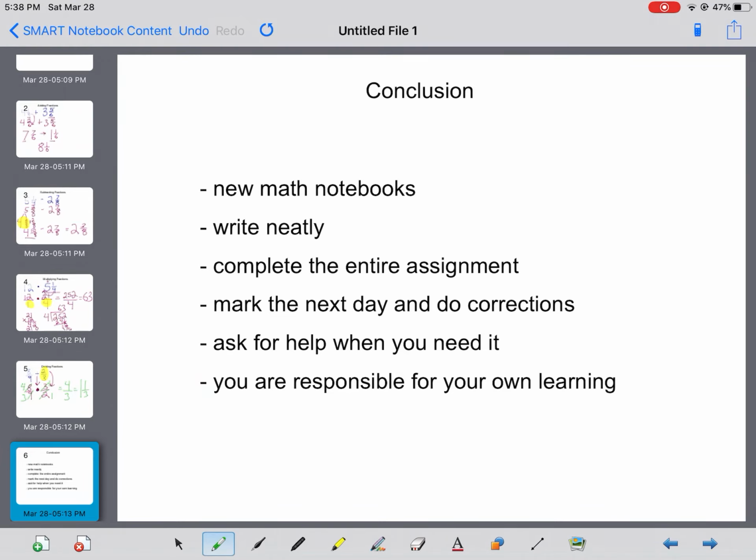You are responsible for your own learning. That means, especially now, because I'm not in the same classroom as you, I don't know if you get it. You know if you get it. So if you don't get it, you need to ask me about it. Remember, grade 7 math is building a foundation for grade 8 math, which builds a foundation for high school. So if you're having a hard time now, don't just ignore it. Ask for help so that I can help you to be successful in grade 7 math, which will set you up for success in grade 8, 9, 10, 11, and 12 math.